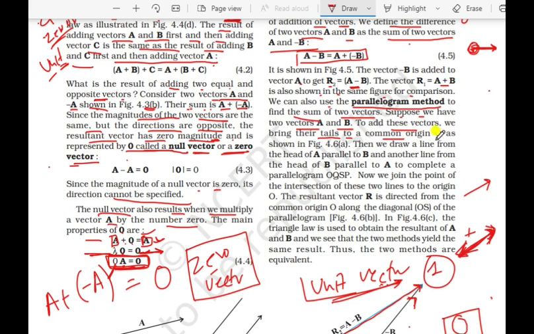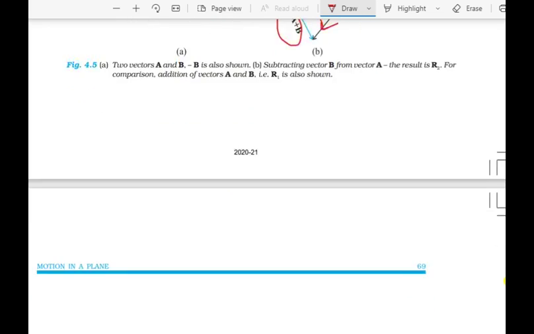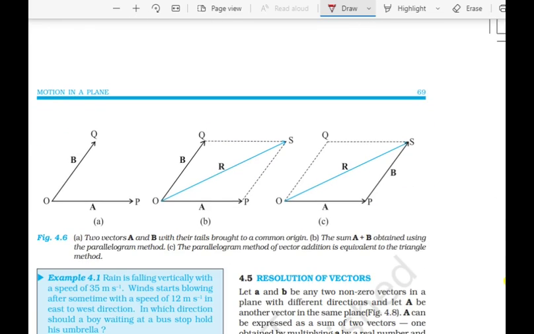Okay, so common origin O as shown in figure 4.6. Let me go to 4.6. Yes, see this, A and B, they have made a parallelogram, then R is the resultant vector. Here what we have seen is that tail connects with tail, and this one is the triangle method, head and tail, the triangle method. This one is the head and tail triangle method.